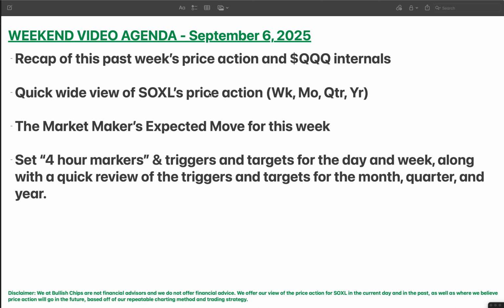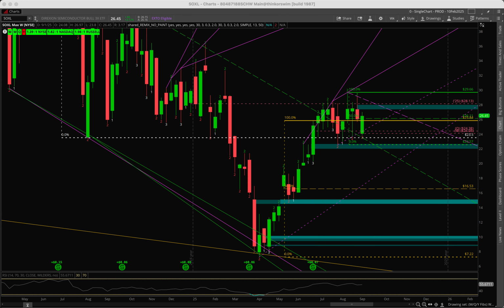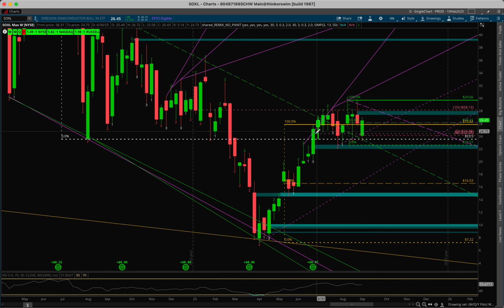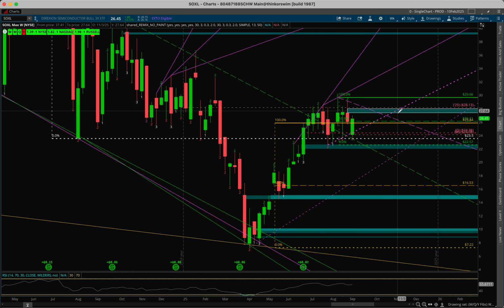Let's go ahead and take a look at the wide view of price action for SOXL. Let's go ahead and bring up our big chart. Here we go. So just from a week perspective, we can see we're still just dancing along last quarter's high, right? Ranging in between that 28 to 24 level. We got the bounce off of the 24 level at the low of this week. We're back towards the 50% of the move of the range, right?